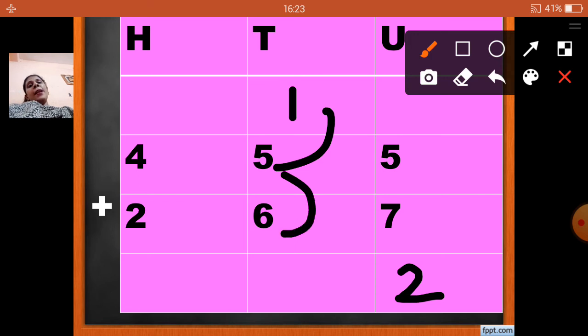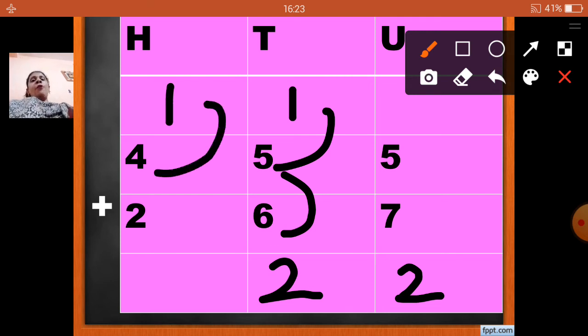To that 6 I will add this 6. So 6 plus 6 will be, after 6 you will add more 6. So 7, 8, 9, 10, 11 and 12. So what am I going to write here? 2 here and 1 I am going to carry over.